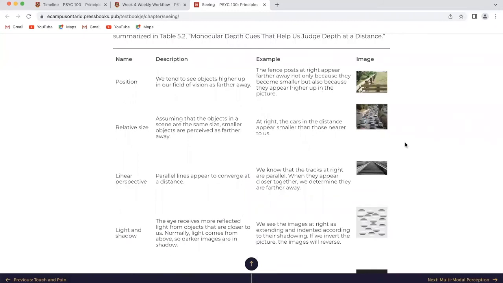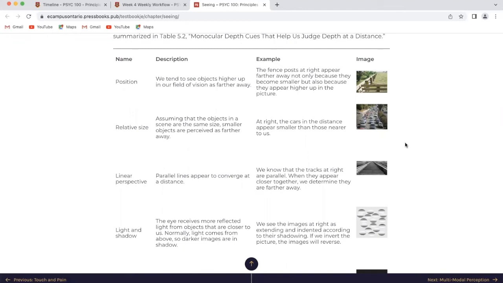So, position. We tend to see objects higher up in our field of vision as farther away. For example, the fence posts at the right appear farther away, not only because they become smaller, but also because they appear higher up in the picture.